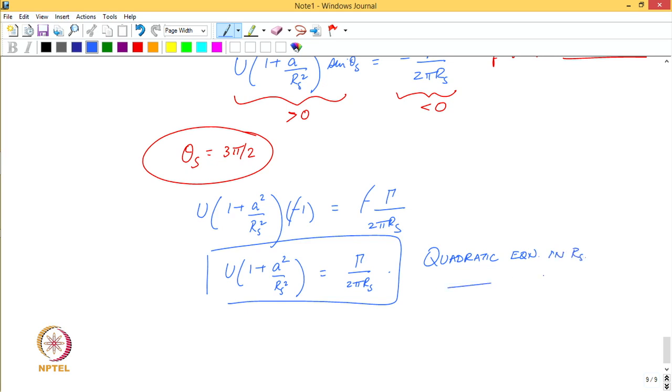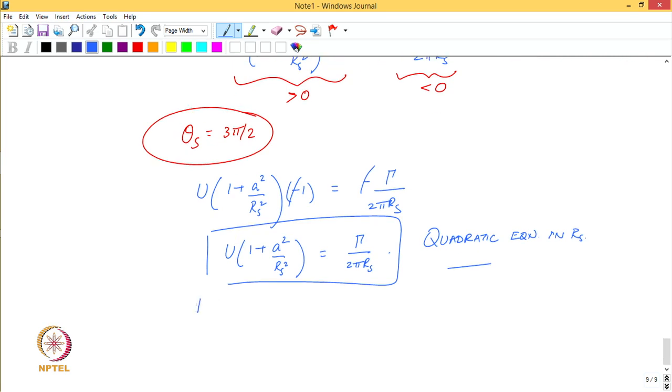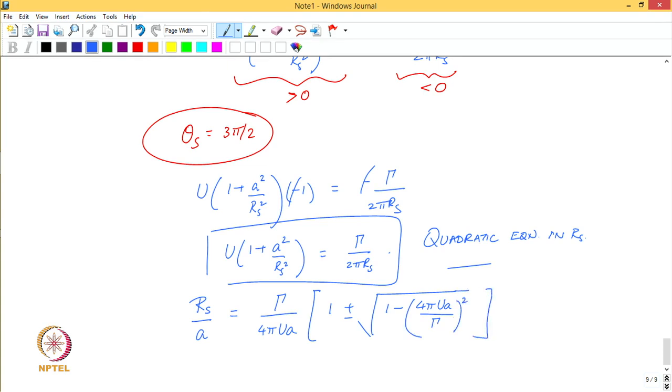So, we will have two roots to this equation. So, you can work this out. The two roots, I would write them, the two solutions in terms of a normalized coordinate. So, Rs by a, a normalized distance. This would be gamma by 4 pi ua times 1 plus minus square root of 1 minus (4 pi ua by gamma) square. That would be the solution to this problem. These would be two roots to this problem. However, only one root is feasible.